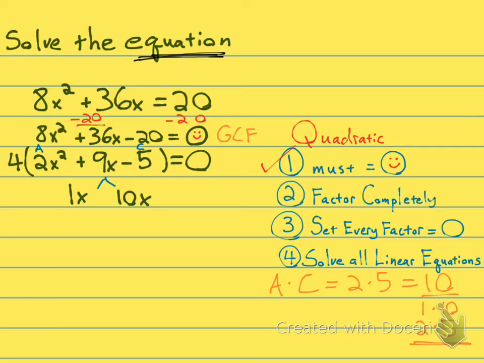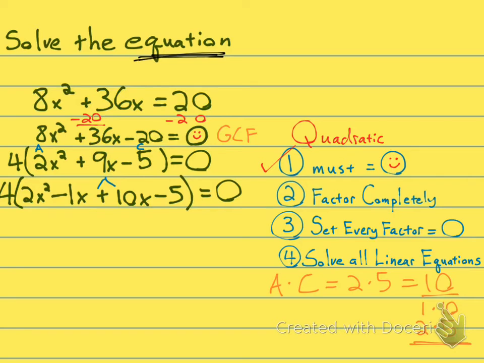So I need to figure out what my signs are. They're going to be different. To get a positive 9x, the 10 has to be positive, and the 1 has to be negative. All right, I split up my middle term. Now let's drop everything else down. I'll drop down the 2x squared, the 4, the minus 5, and the equals 0.